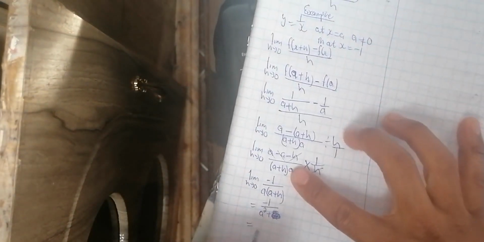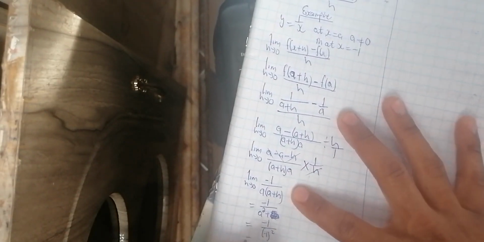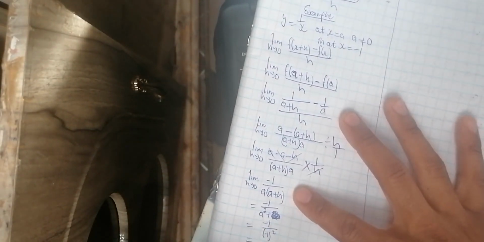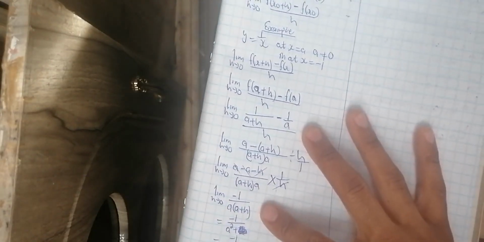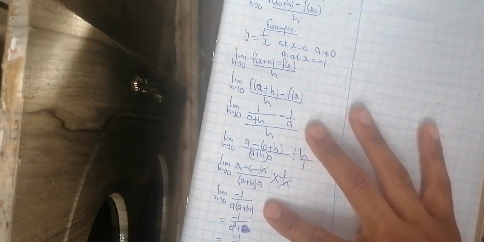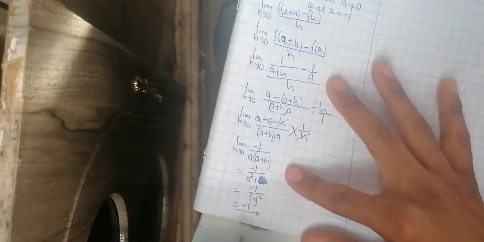But remember what they said. They said, what is the slope at the point x is equals to minus 1? So I'm just going to say minus 1 over minus 1 squared, which will give me what value there? Let's check. The value would be minus 1. You would get the slope of minus 1 there.